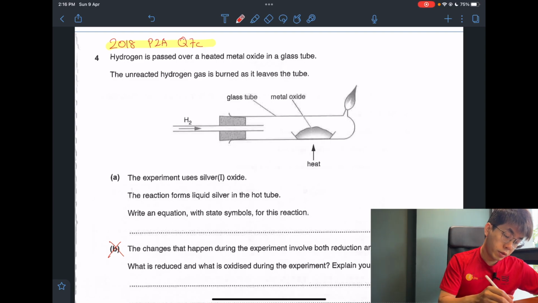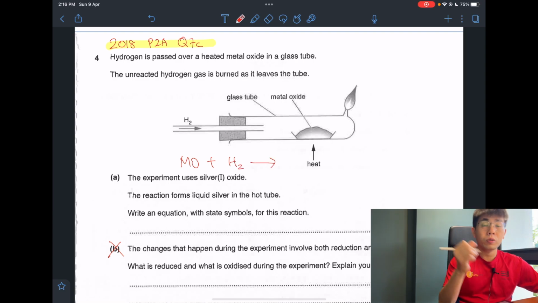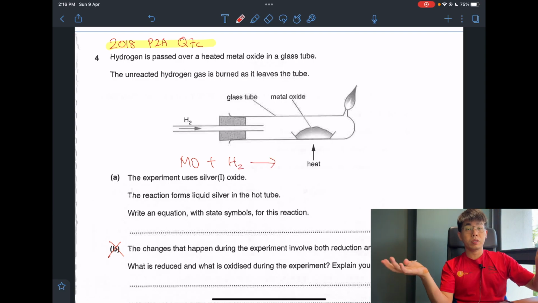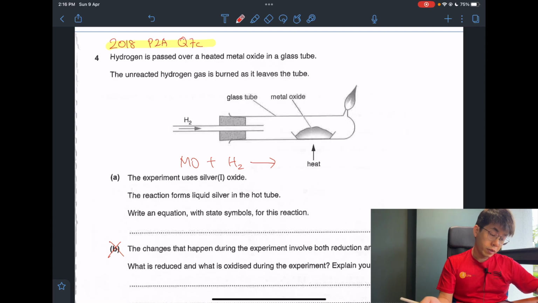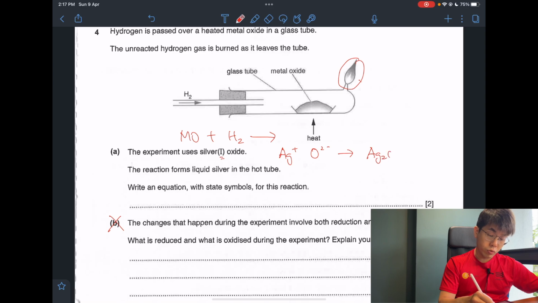Question 7C says that hydrogen is passed over a heated metal oxide. So I can just write a simple equation. We have a metal oxide plus hydrogen, and based on the reactivity series, hydrogen can displace the metal. The unreacted hydrogen gas is burnt off over here. The experiment uses silver oxide, silver 1 oxide. Silver 1, and then oxide 2 minus. So the formula would be Ag2O.